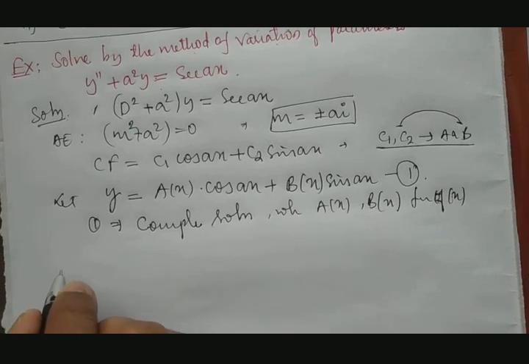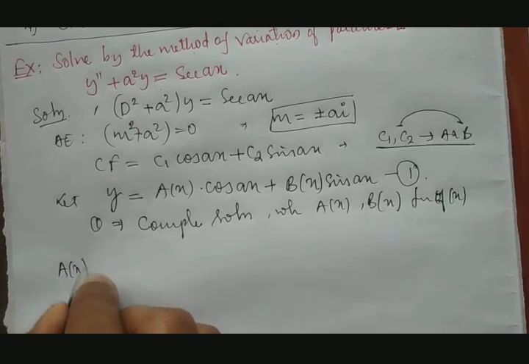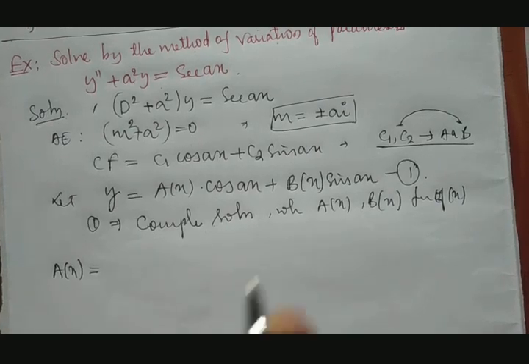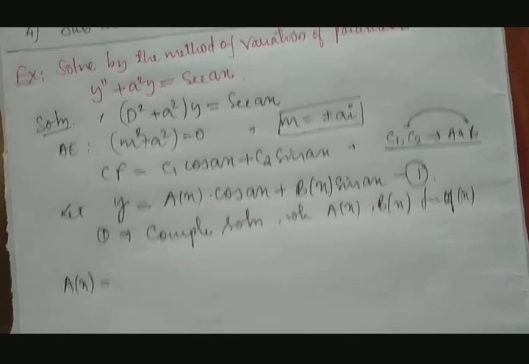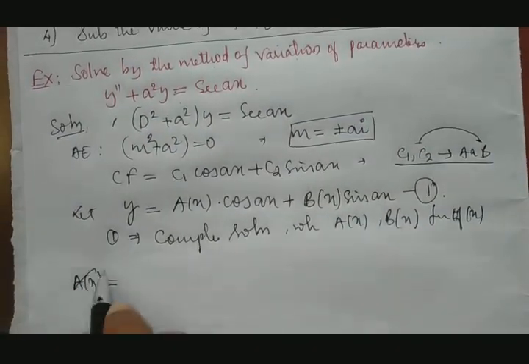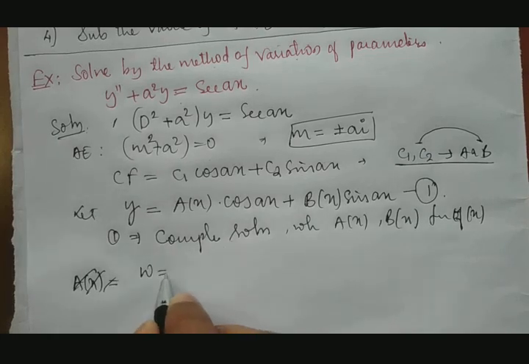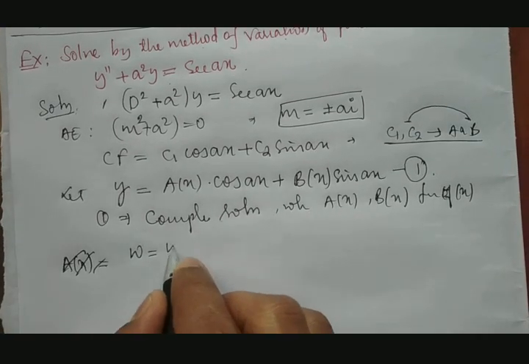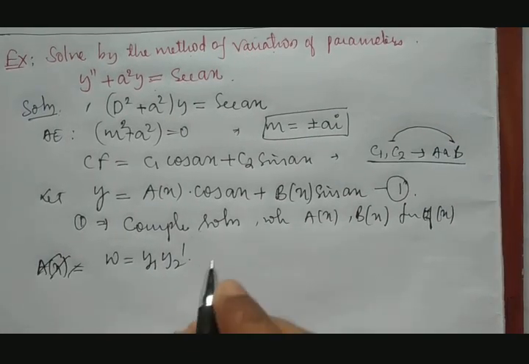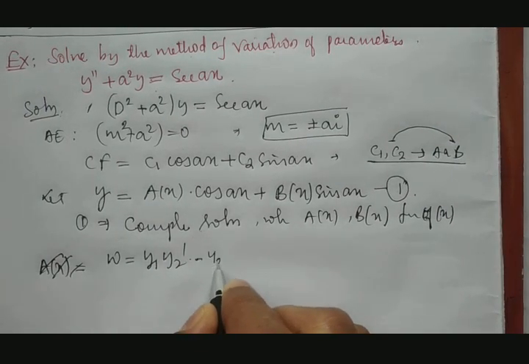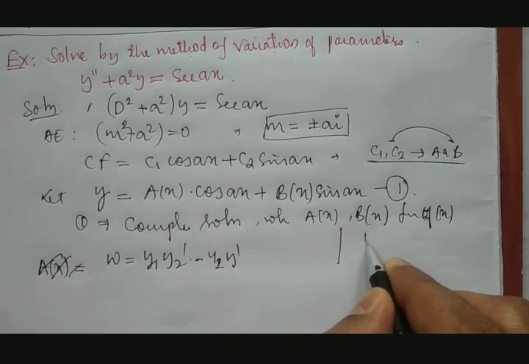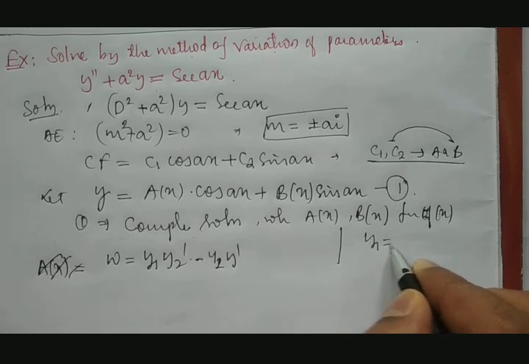How do we get the values of A and B? Let us take A of x equal to, by using the formula. But in the formula we observe we need W. We can see that for the calculation of A and B we need W. So before calculating this, we will go through the formula of W. What is W? W is nothing but y1 into y2 dash minus y2 into y1 dash. So let us take what y1 and y2 are here.